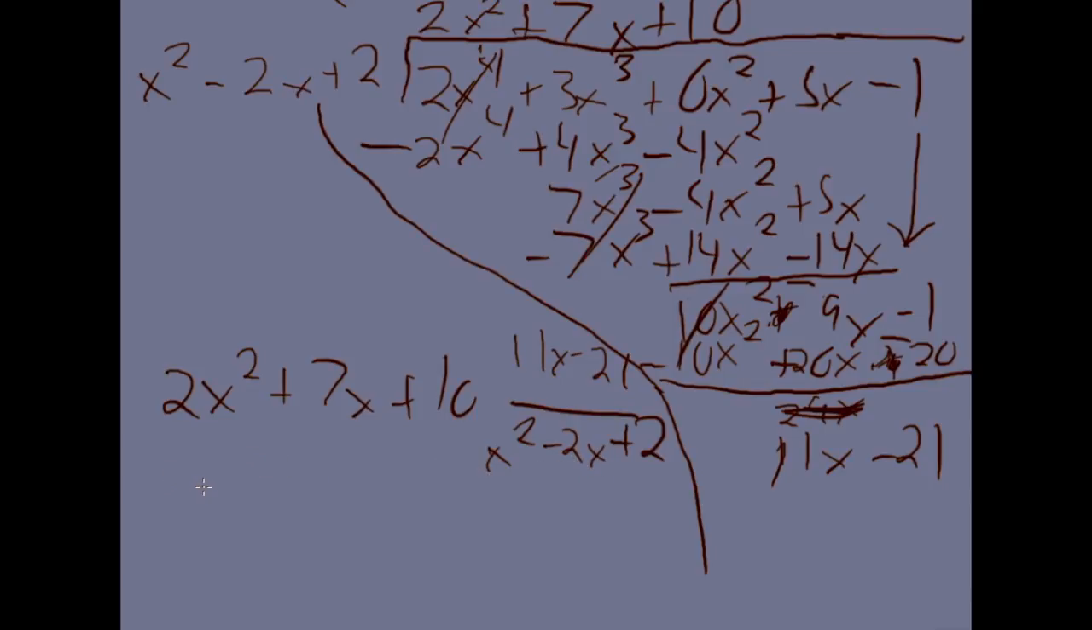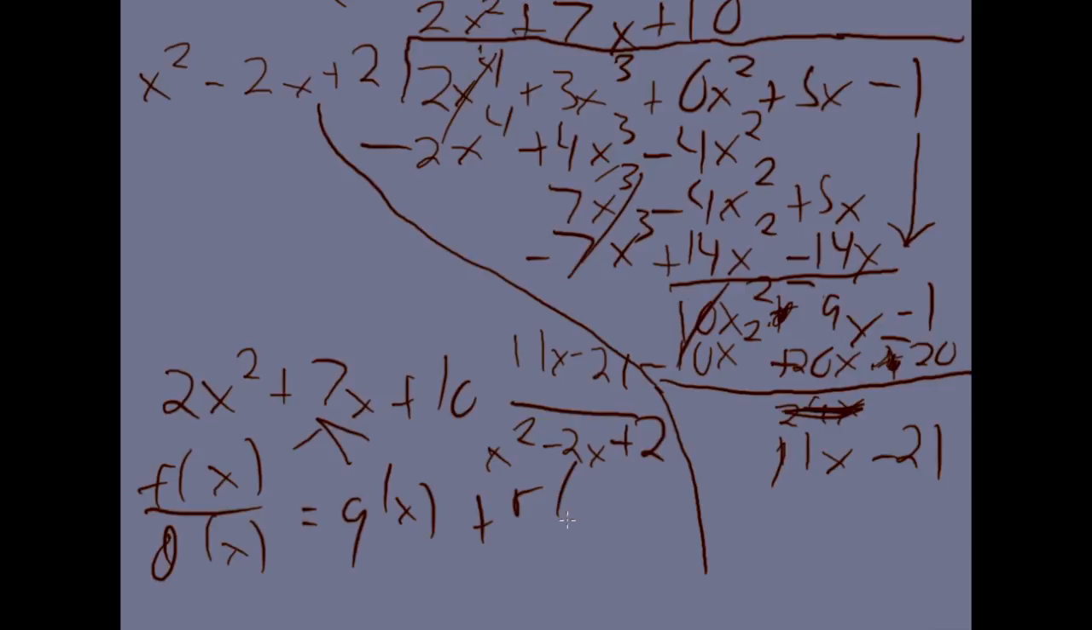And this is the same as this, so they might show you this, f of x over d of x equals q of x, which is this part, plus r of x, the remainder, which is this part, over d of x.